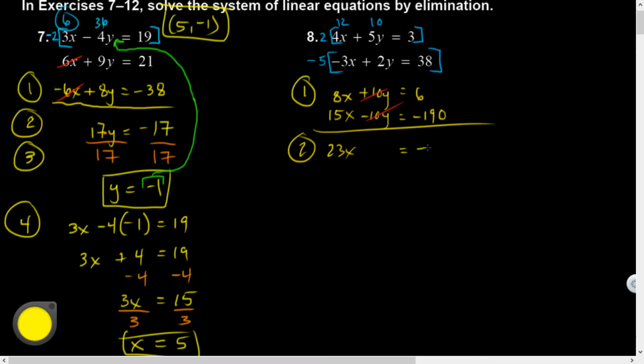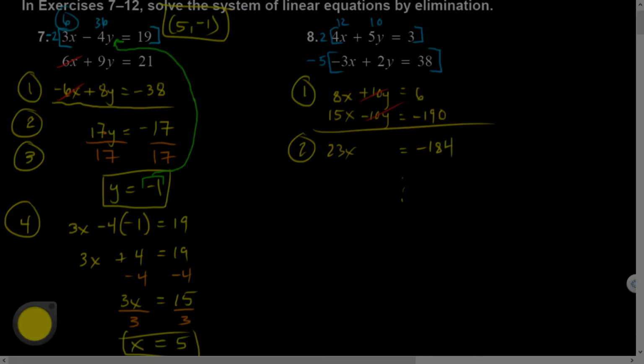So let's see. These combine. This is negative 184. And then you guys would solve it from there. But let's keep looking at some more, because this is the new tricky step for us, right? Tricky. Let's do number 9.